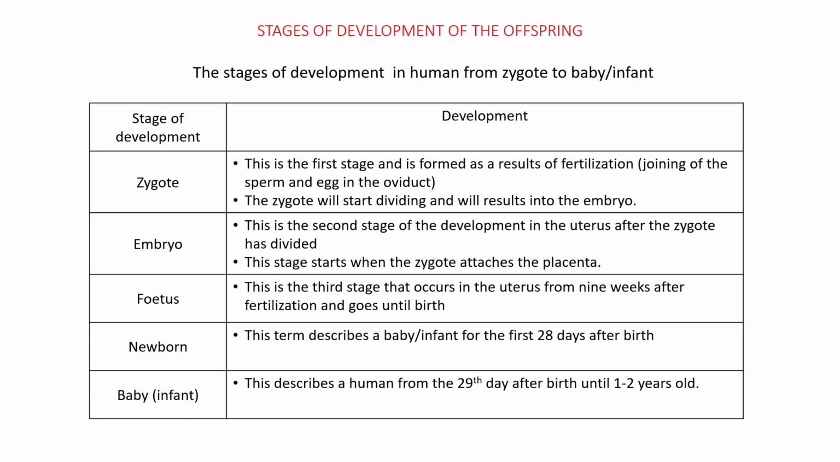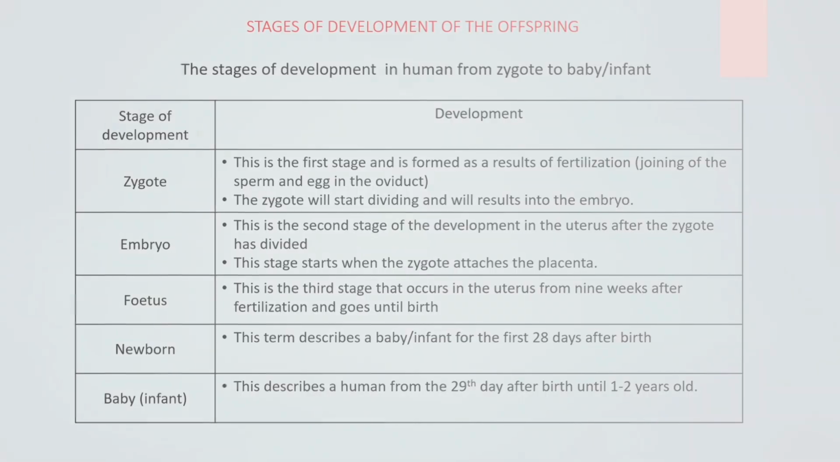And then the last stage, the baby, which is also called infant. This describes a human from the 29th day after birth until 1 to 2 years old. Okay, so you can call a baby from the 29th day after birth until 1 to 2 years old. Then that's all about this unit. Okay.